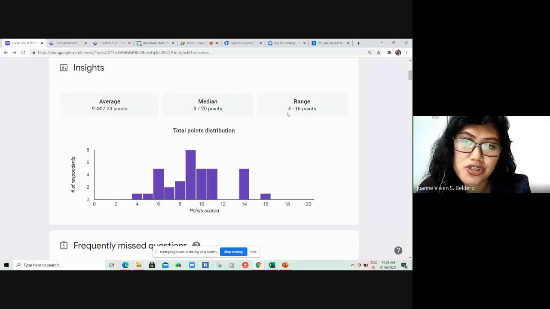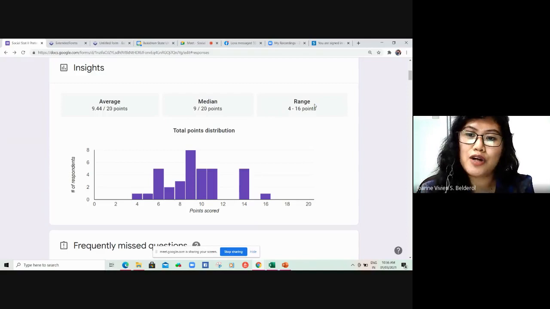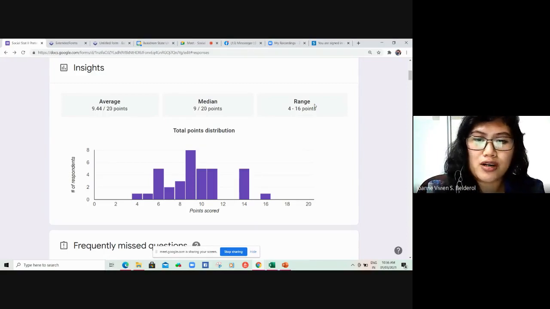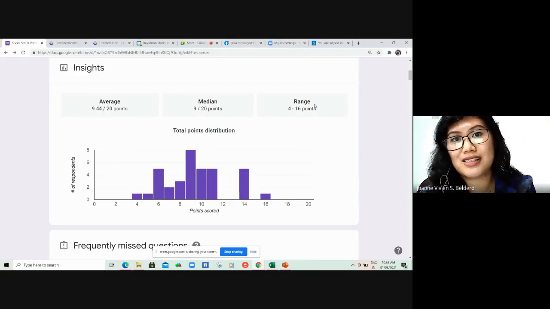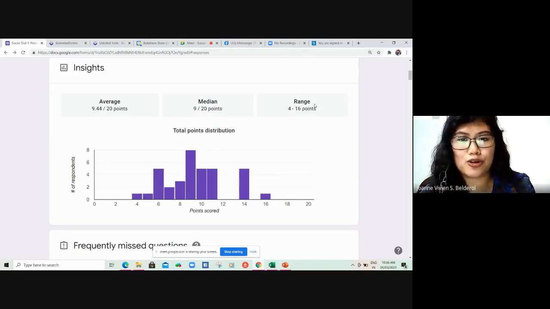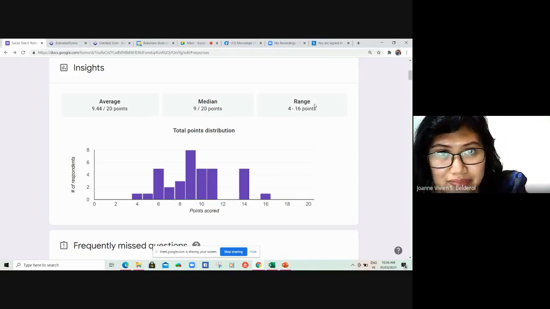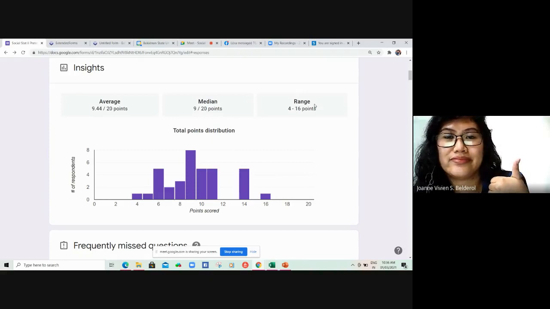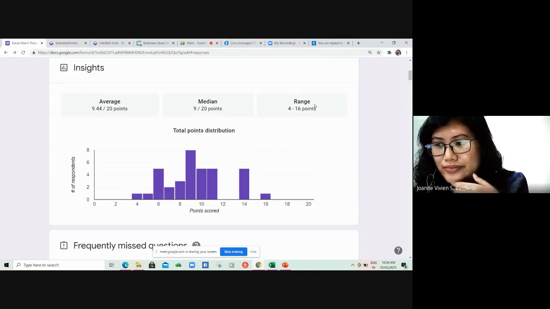Whereas your range, which is a measure of dispersion, tells us that the lowest score is 4 and the highest score is 16. So it tells us how scattered your scores are in this pretest. Okay, is that clear? Questions so far?